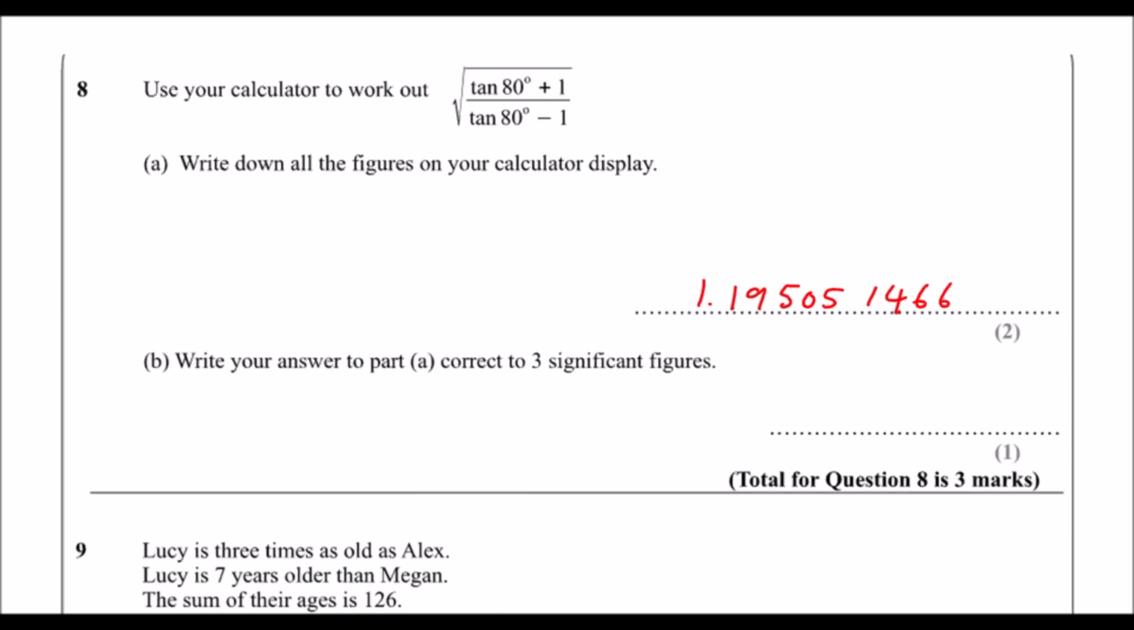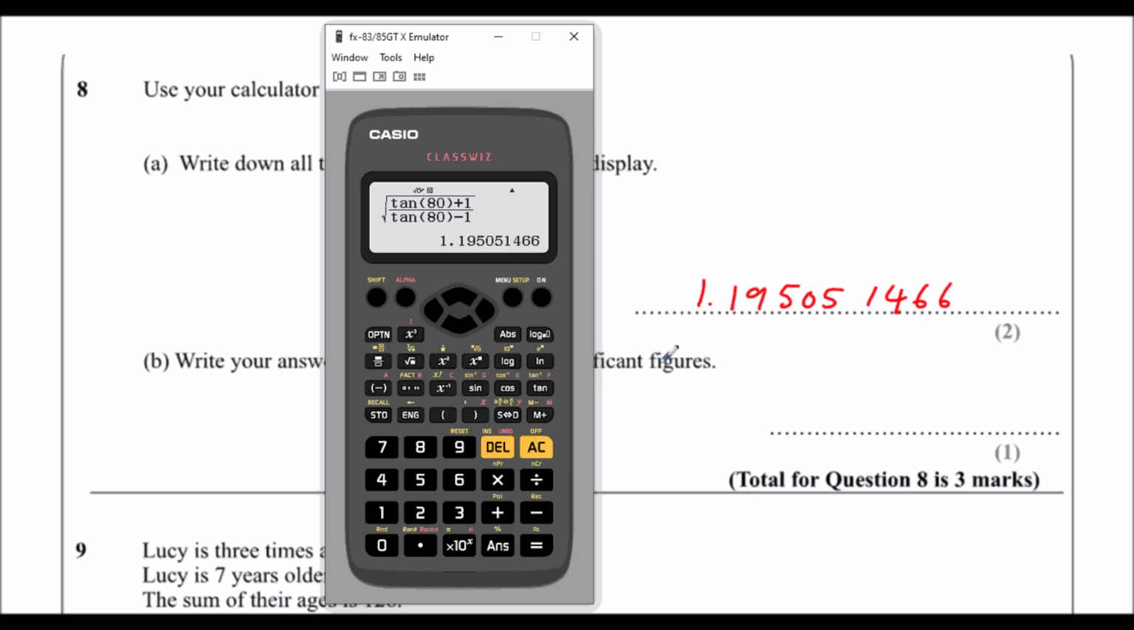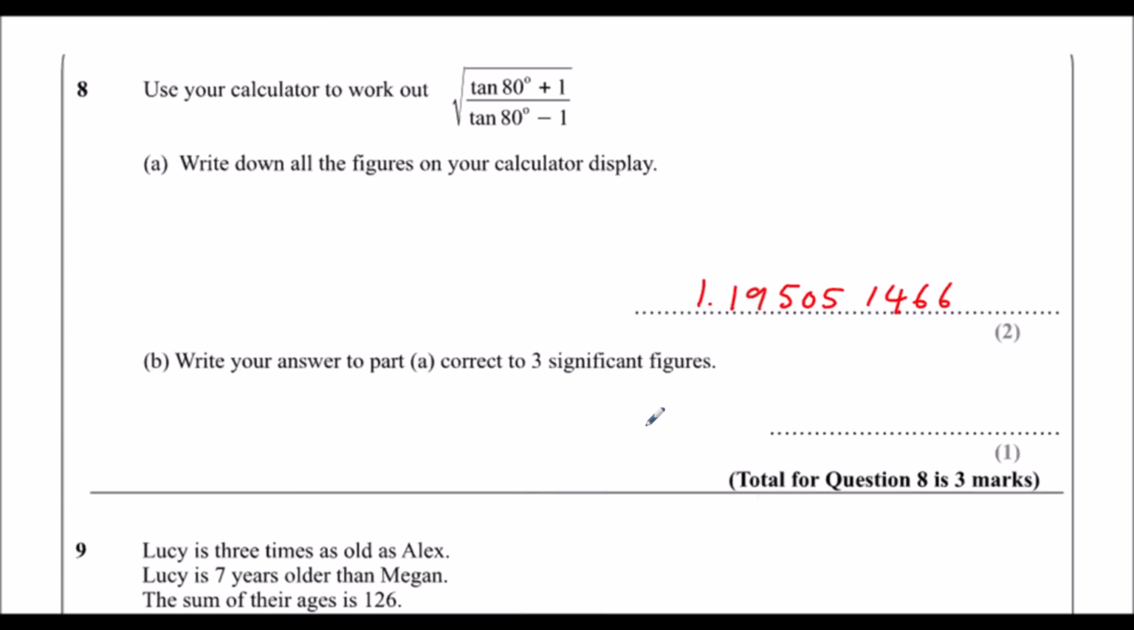And just check that. So 1.195051466. And then part B, write your answer correct to three significant figures. So 1, 2, 3, it is 5 or above, so it rounds up. So 1.19 rounded up is 1.20. So that's how it looks in the calculator.